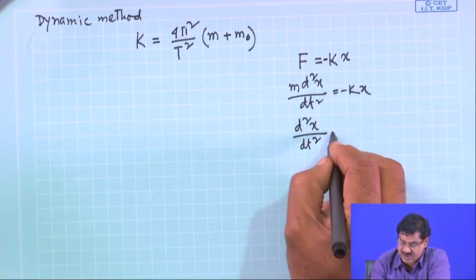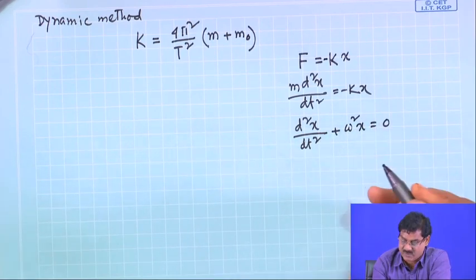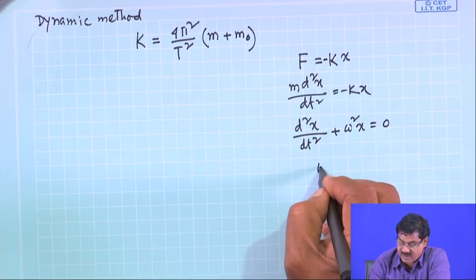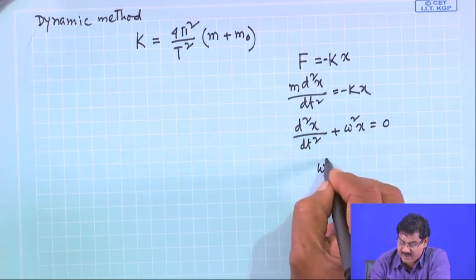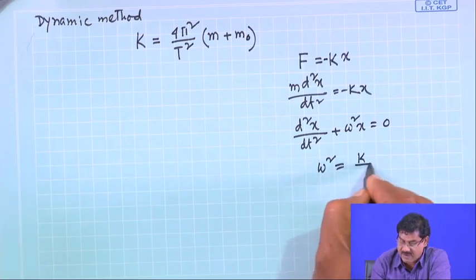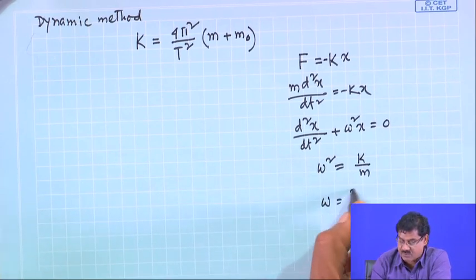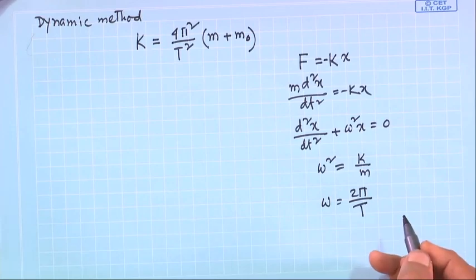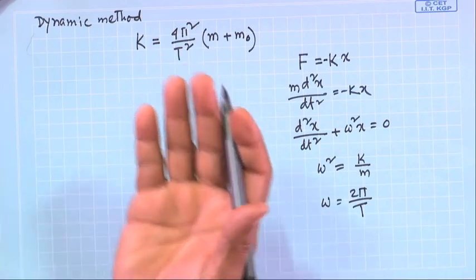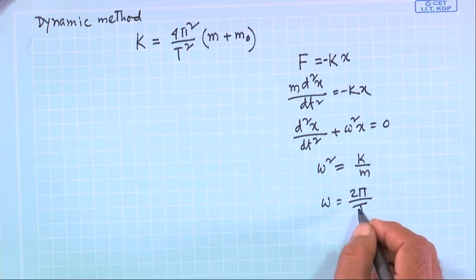It is a homogeneous equation: d²x/dt² plus omega square x equal to 0, where omega not, omega square equal to, from here you can see, k by m. And omega is the angular frequency, and omega is 2 pi by T, T is the time period of this spring mass oscillation. So, if it is vertical also this spring mass oscillation, this time period of that oscillation is T.